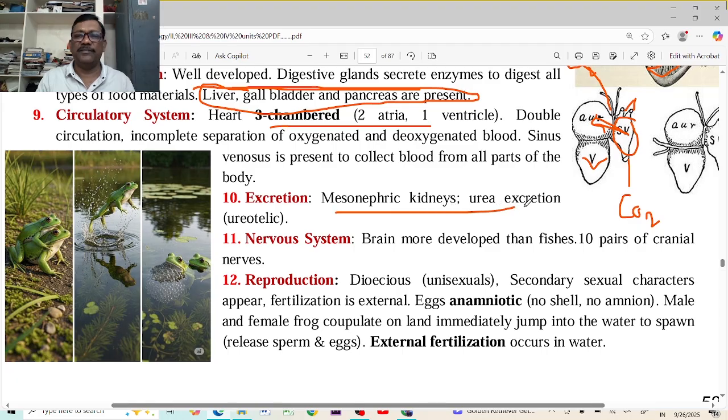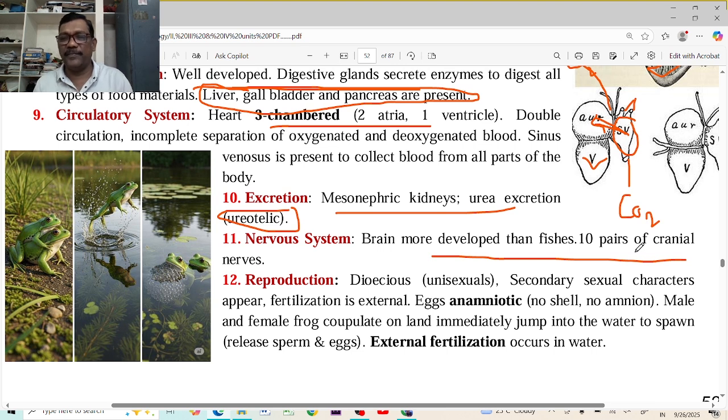Excretion is by the mesonephric kidney; they are ureotelic animals. They can excrete urea just like the mammals. The nervous system is well developed. 10 pairs of nerves are present. In cyclostomata 10 pairs, fishes 10 pairs, and amphibians are also 10 pairs. Next, in the reptiles also 10 pairs of cranial nerves are present.